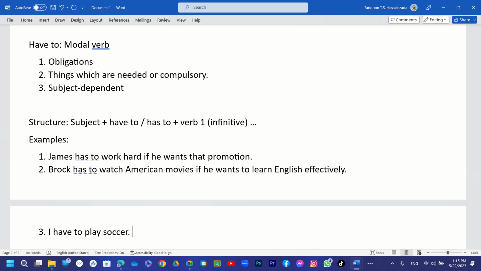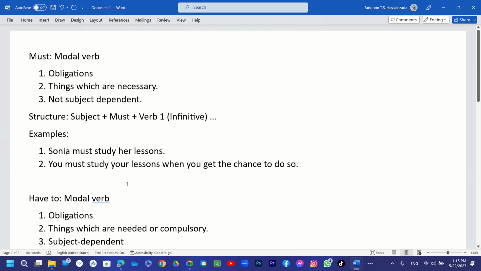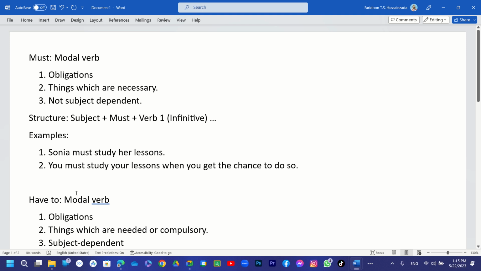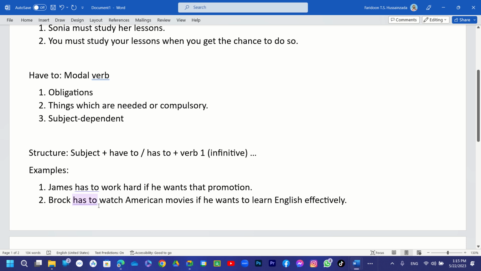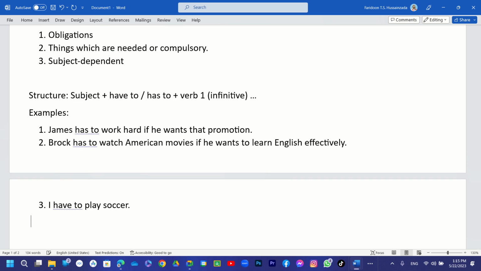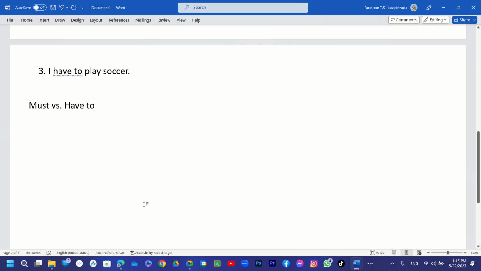Thank you. Okay, so these two are very similar, as we said. Must and have to, both are mostly talking about things that are obligations to others. So you are obligated to do it. But they do have some differences. If we just say must versus have to and talk about the differences, there might be some things. So let's see.